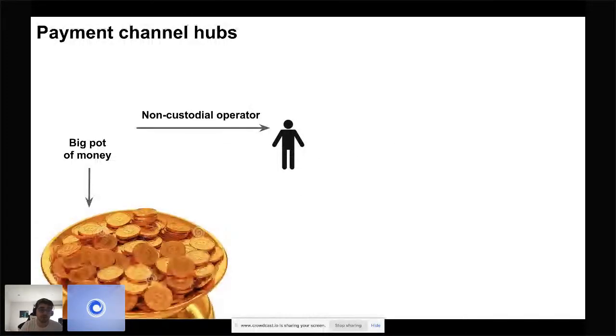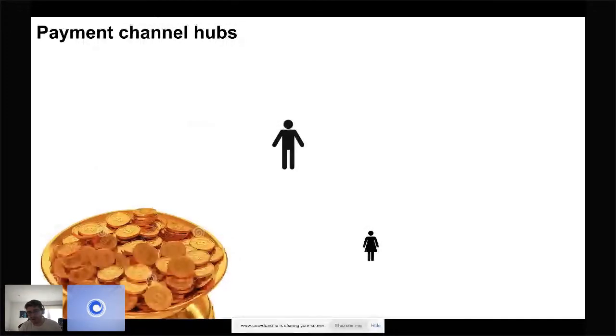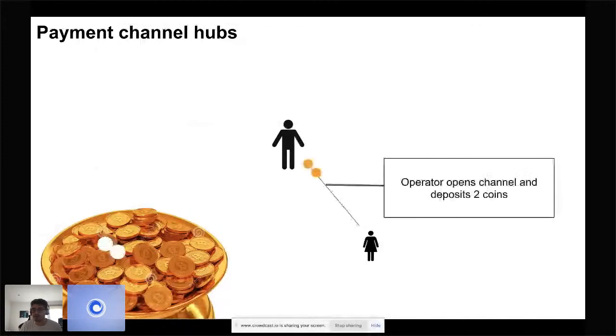So you have this non-custodial operator, and you have this big pot of money, a big pot of Bitcoin in this case. Yeah, I've got a real Bitcoin picture there. That's how cool I am. Then Alice comes along, hi Alice. What Alice is going to do is create a channel with the operator, and the operator is going to deposit 2 coins into this channel. Now, what's important to highlight is the operator has 2 coins and Alice has 0 coins in the channel.